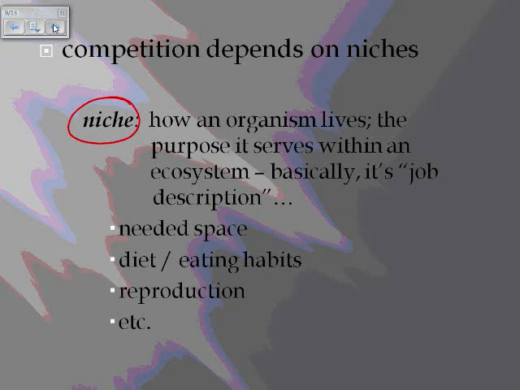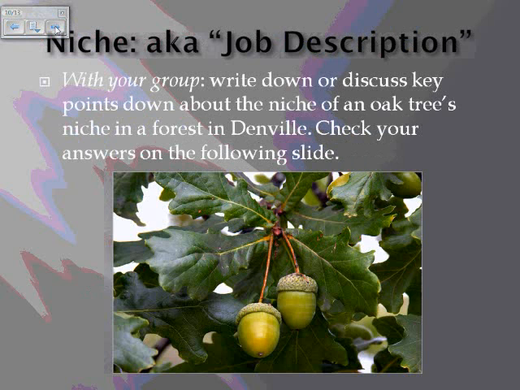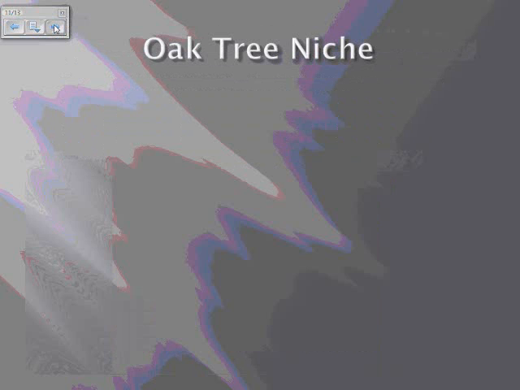So the space that they need, the food that they need, the reproduction that they need, all these things are jobs that they do. They need to eat. They need to reproduce. A job is reproducing. So the niche is really what its purpose is. So for example, I'm asking you, can you tell me what exactly an oak tree's niche is, and write down all of the different jobs in the environment that an oak tree fulfills.